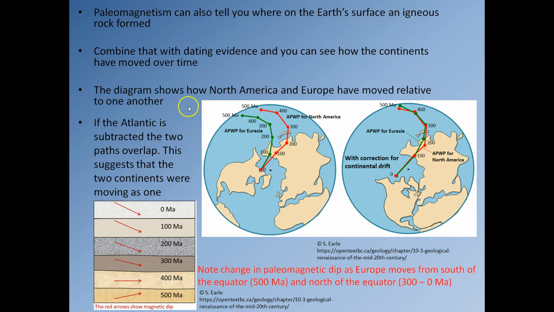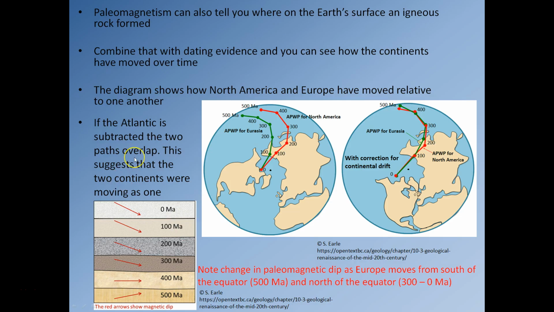So we can take a piece of rock from anywhere, we can take it back to the lab, we can orientate it correctly, and we can measure the angle of the Earth's magnetic field at the time that rock formed. And so what that means is we can plot where the rock was on the surface of the Earth. Essentially, the steeper the magnetic field, the closer it was to the poles. The shallower the orientation, the closer it was to the equator.